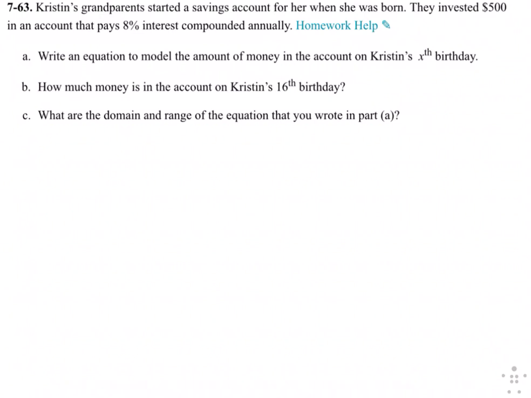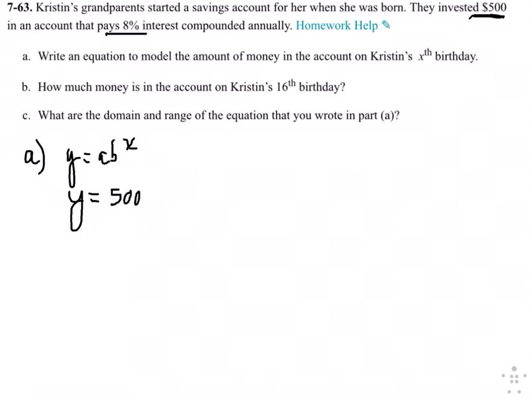Okay, for 63, we have a compound interest problem. So the original amount is 500, and it pays 8% interest. So for A, again, we're going to write it in the form y equals AB to the x, right? So A is the original amount, 500.